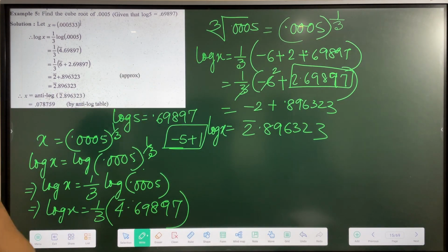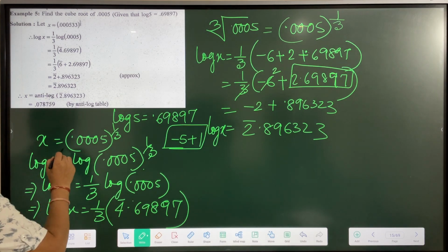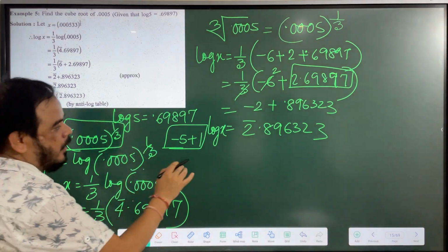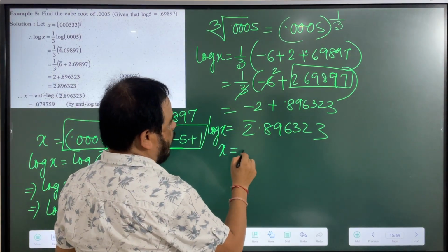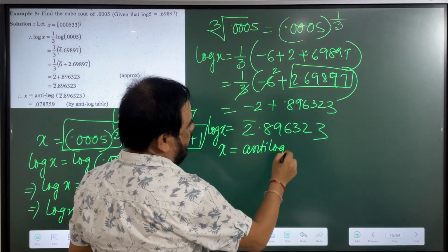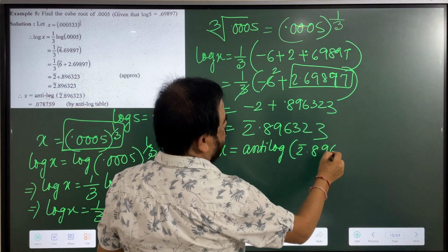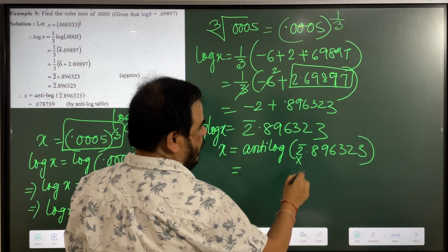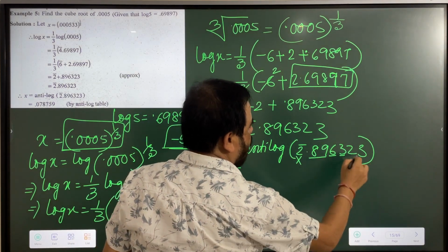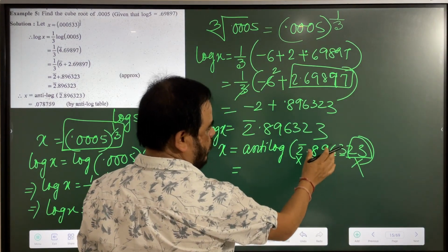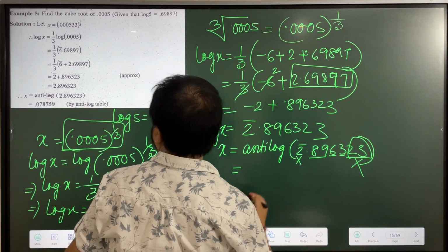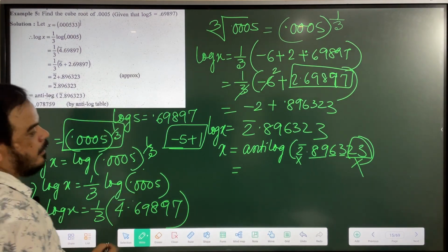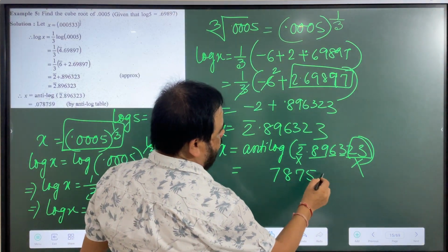The question was to find the cube root of 0.0005, that is 0.0005 to the power 1 by 3. That means this is x. We have to find the value of x, not log x. So here we have got log x. So x is equal to antilog of 2 bar 0.896323. So for the antilog of 2 bar, this part is neglected. We go to 0.896 and 3. Only 4 digits are required, 0.8963. With the help of the antilog table, we get 78759.